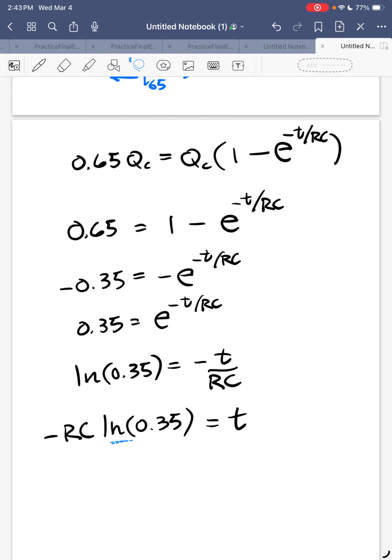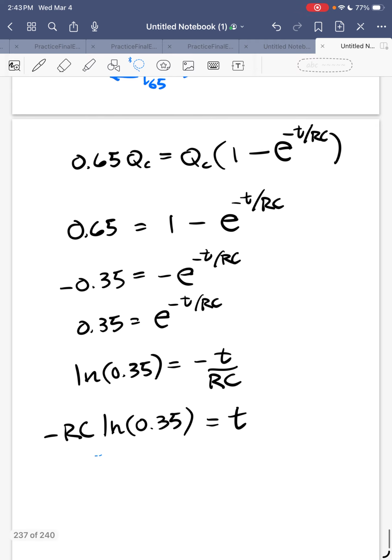The natural log of 0.35 is going to be some negative number, so these two negatives will cancel and it will become positive. That will give us the time it takes to get to 65% of the maximum charge that the capacitor could hold. So that's how we solve a problem like that.